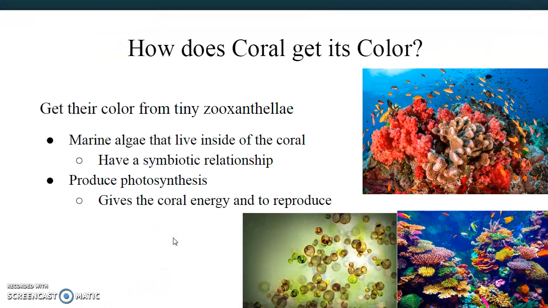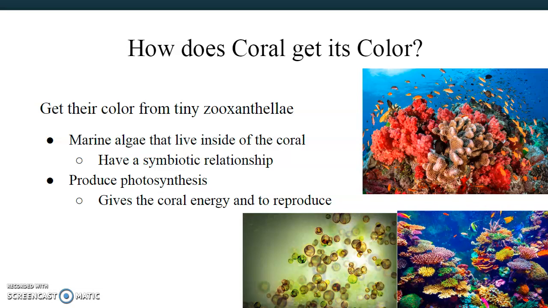How does coral get its color? This is the main thing. So what it does is there's these little bitty tiny algae, and as you can see down here at the bottom, I've got a picture of them right here. They're called, I'm going to butcher this word, so sorry in advance, zooxanthellae. I know that's pronounced wrong, but you get the picture.